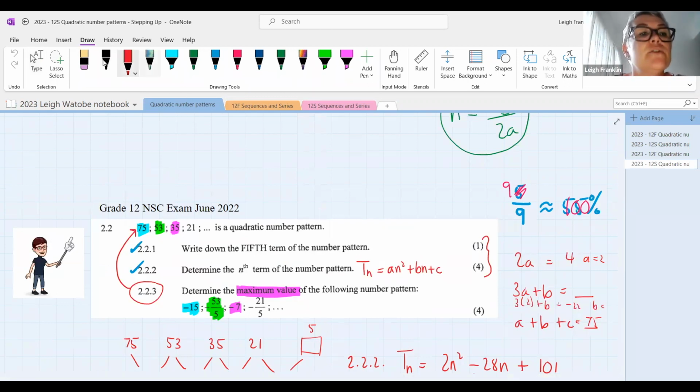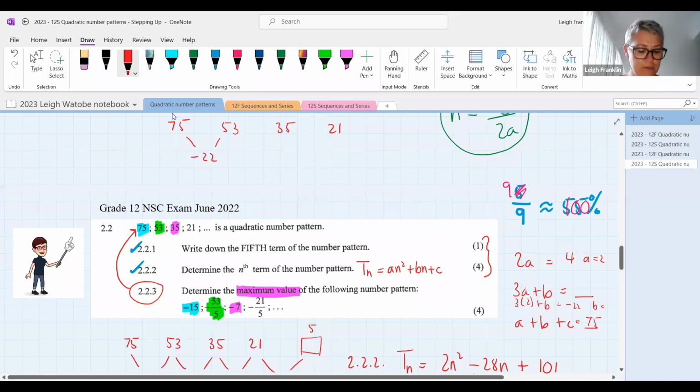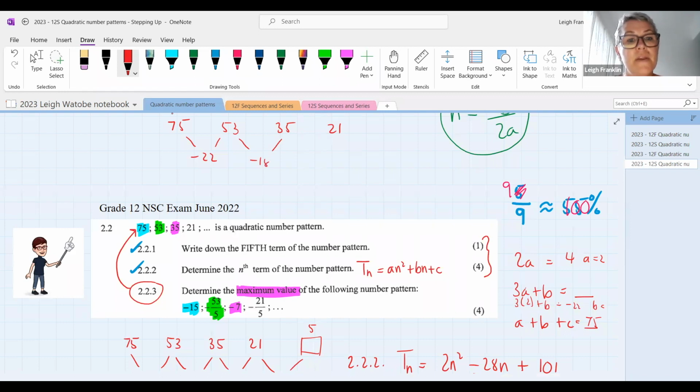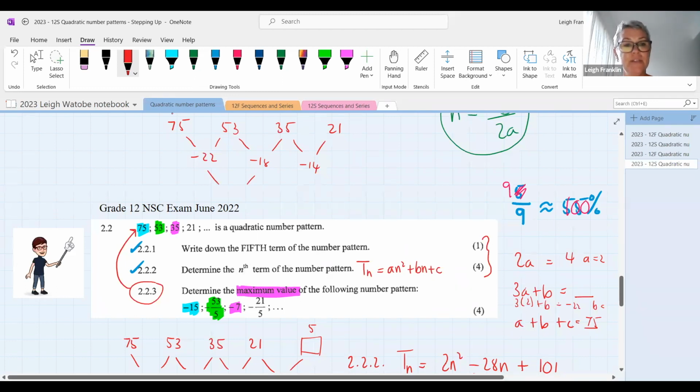Sorry, I'm speaking very fast right now, but if you've got 75, 53, 35, 21, you're going to say 53 minus 75, which leaves you with negative 22. Then 35 minus 53 leaves you with negative 18. And then here you would end up with negative 14. So there are your first differences. Your second differences, you're going to end up with 4. This is what happens with quadratic number patterns.